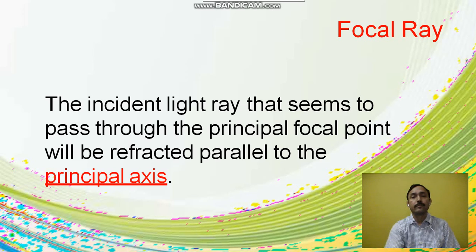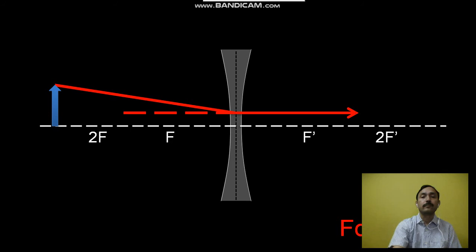Focal ray. The incident light that seems to pass through the principal focal point will be refracted parallel to the principal axis. The focal ray. This is the light. It is refracted parallel to the principal axis. If we extend this ray, it looks like it is falling onto the first focal point. So this is the focal ray.